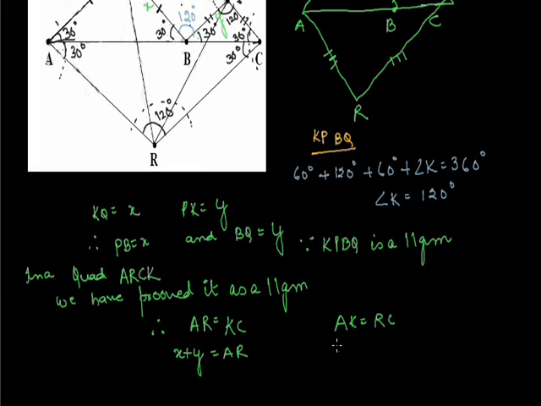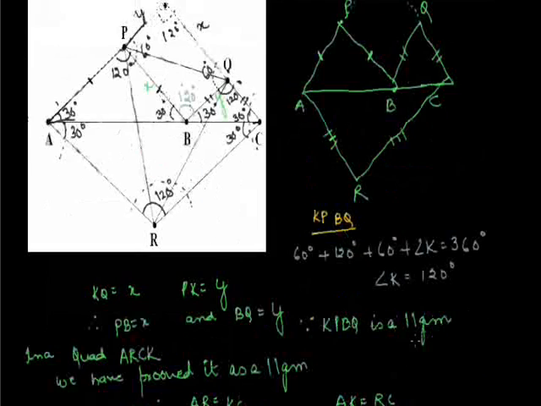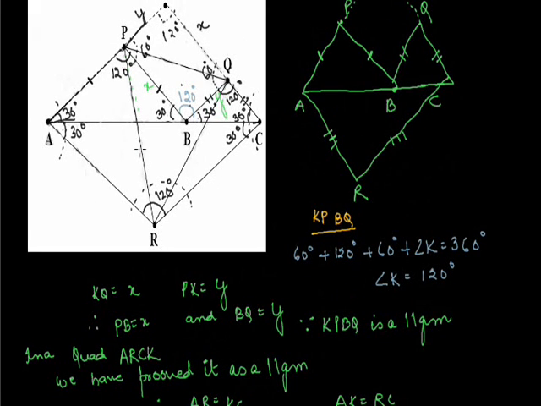and RC will also become x plus y. Now I have to prove that PR, RQ, PQ, so triangle PQR is equilateral. This is my mission to prove.